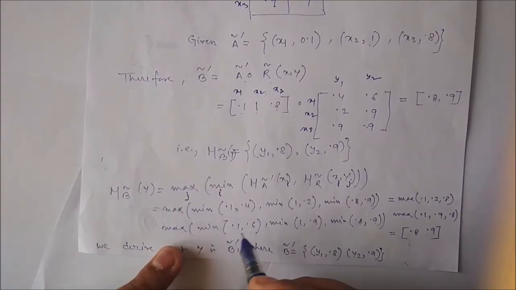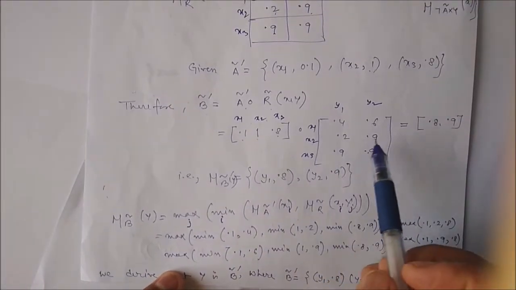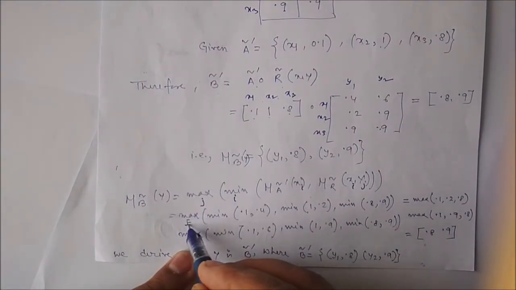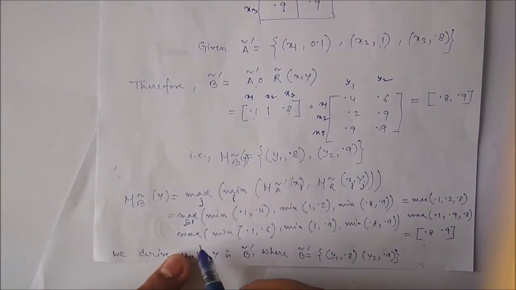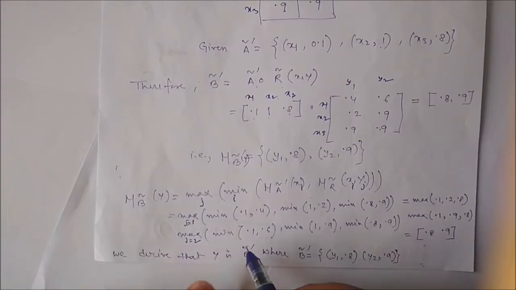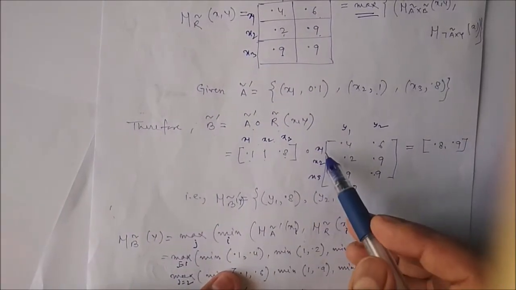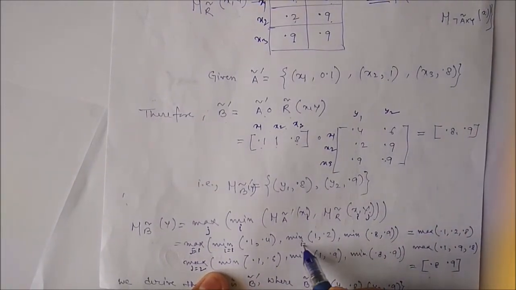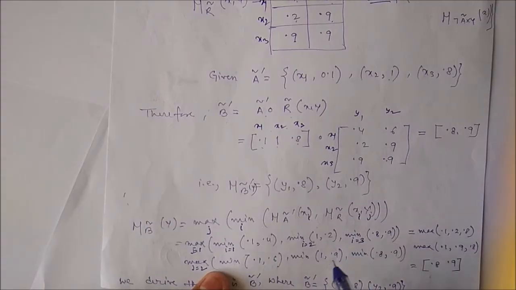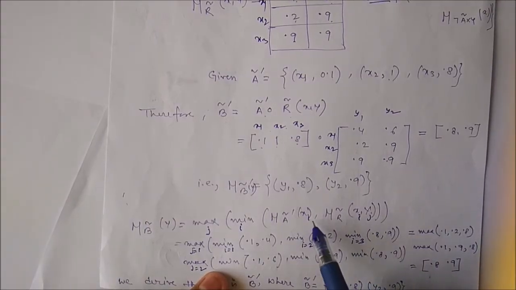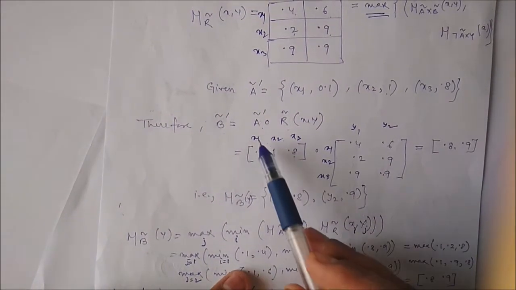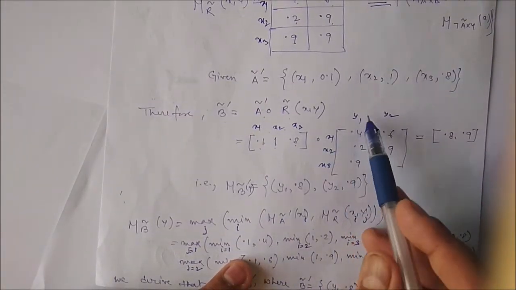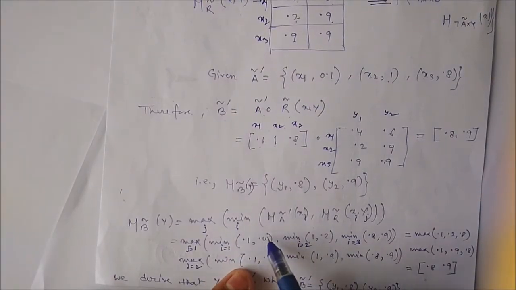Here, what is the maximum? Y has only two elements, y1 and y2, so the value of j will be 1 and 2. But x has three values, x1, x2, x3, which means i will vary over 1, 2 and 3. So we can check x1. What is x1? We can see x1 is 0.1, and x1 y1 is 0.4. Are you getting this?